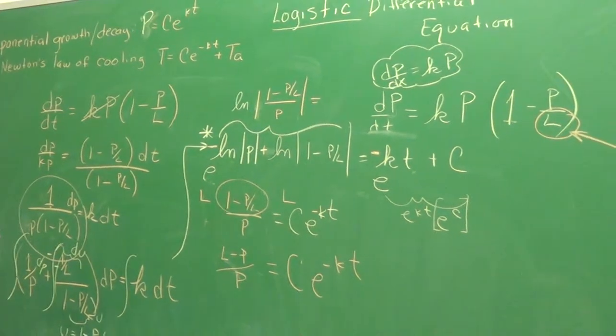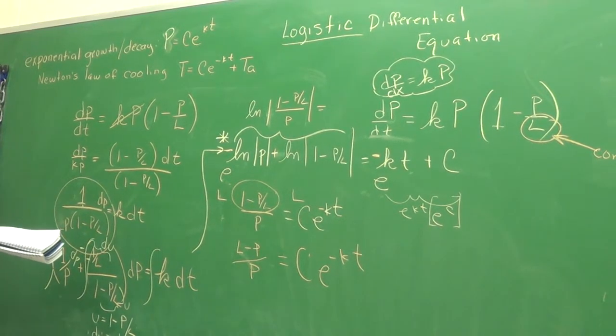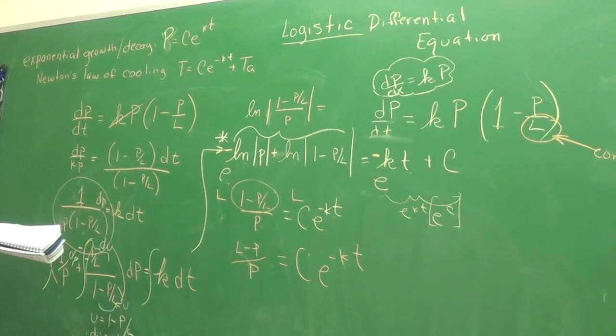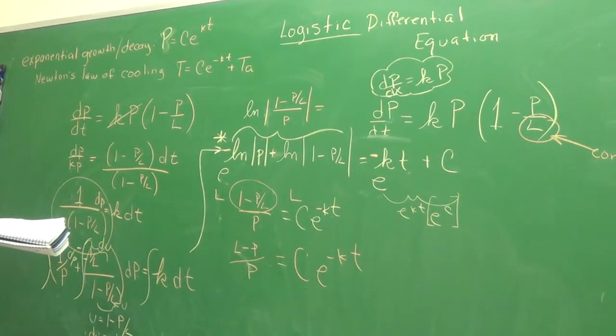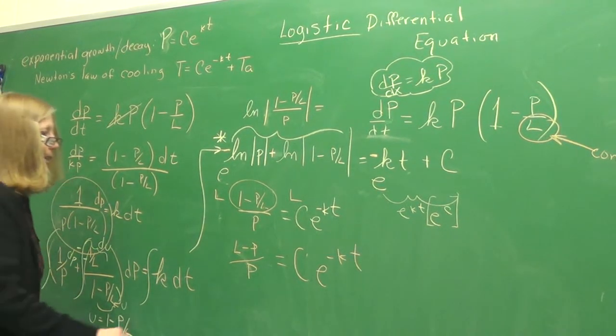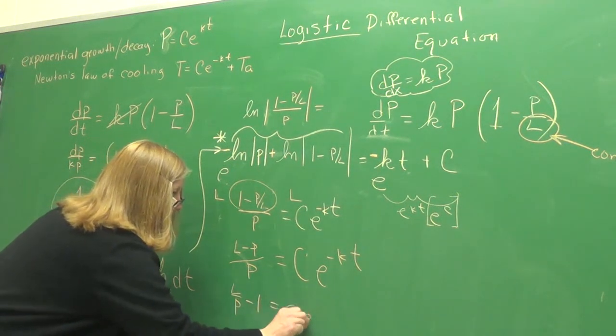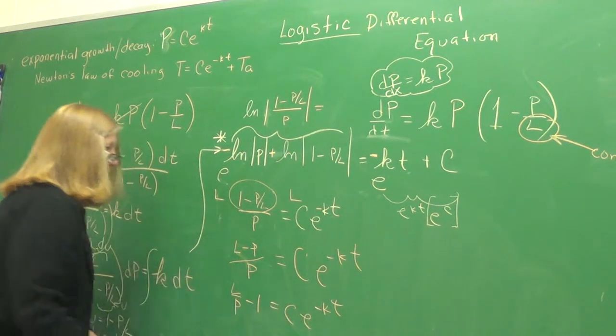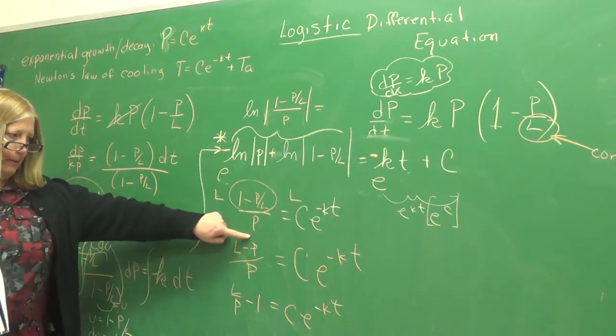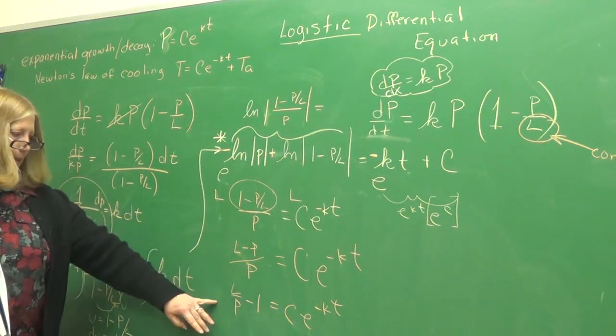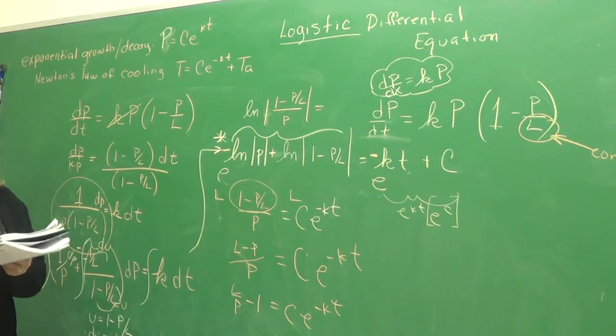All right, so now I can mess with this for a little bit, and I think we're about there. We want P by itself. So can I write this as L over P minus 1? See how I divide L by P and P by P? That's algebra. So now I'm getting very close to getting P by itself.